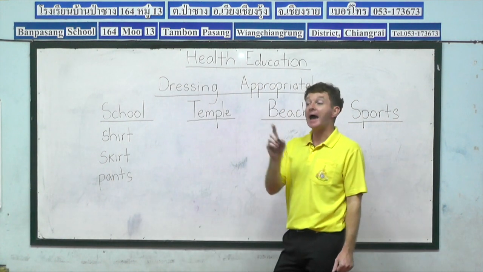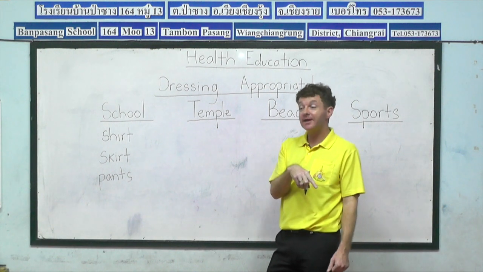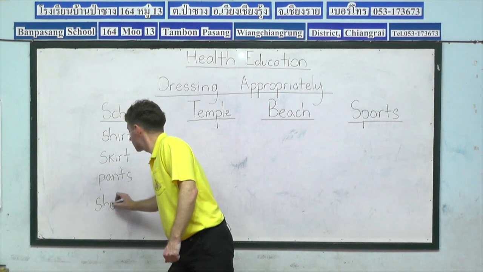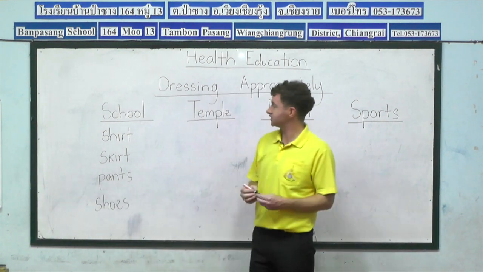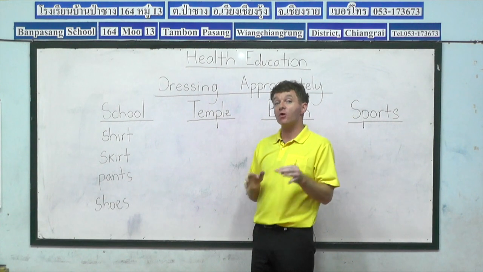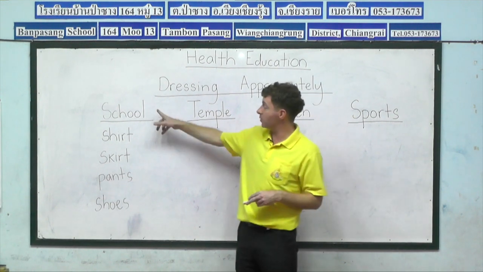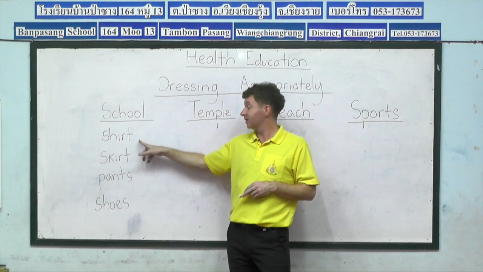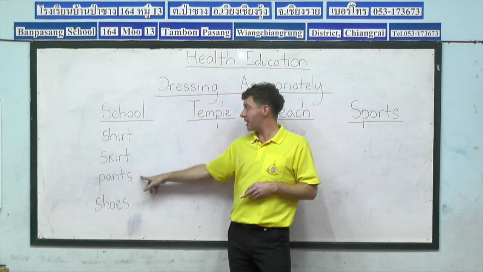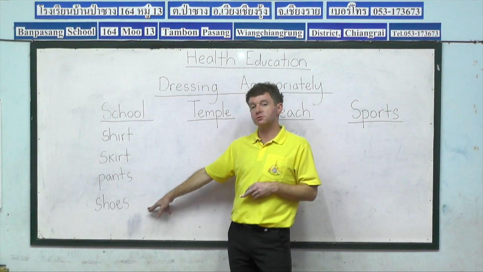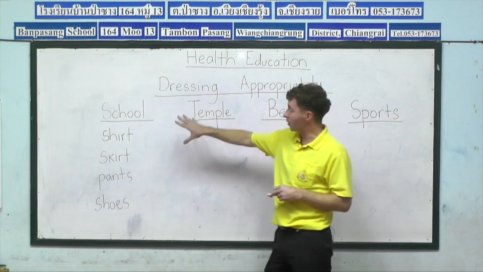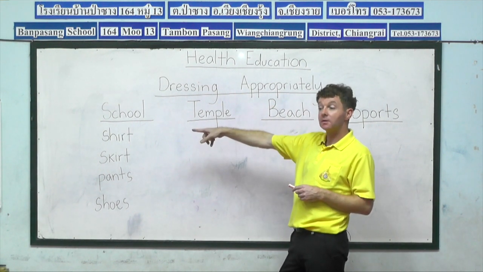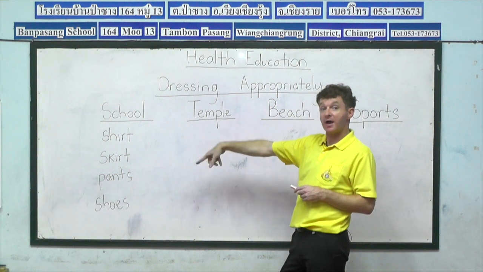P-A-N-T-S. And on our feet, we're wearing shoes. S-H-O-E-S. Okay, guys, so we've got four different types of clothing that we wear at school. We have shirt, skirt, pants, shoes. Okay. Now, are these types of clothes all dressing appropriately for school? Yes, we can wear these at school.